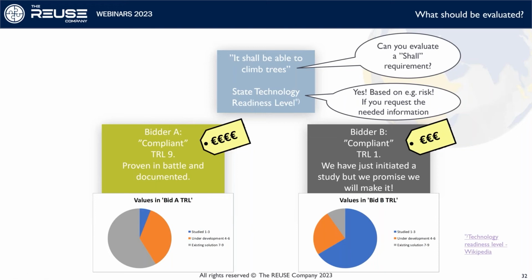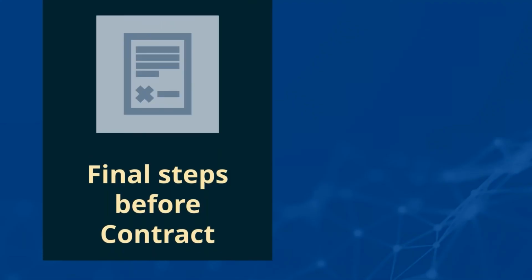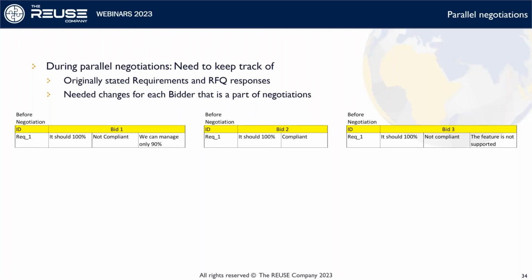Okay, before signing a contract, there are a few more things that you need to do. Often there is a short list, and you need to do the final selection after some sort of negotiations. There may be parallel negotiations. This is tricky because then you may have different versions of your own requirements depending on who you're talking to.